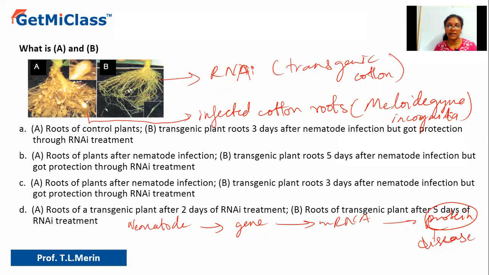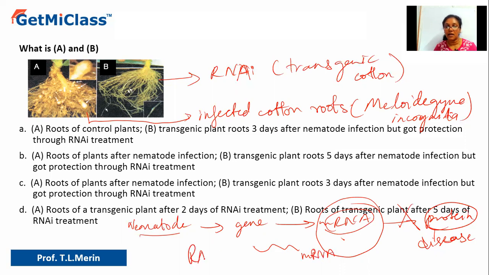Now, in the second case, what has been done to avoid this disease? We have stopped the production of the protein. And how did we stop the production of the protein? By silencing the mRNA of the nematode. How is that possible? Inside the plant cells, we have introduced the gene for the complementary mRNA of the nematode protein. So we have introduced the gene for complementary mRNA.